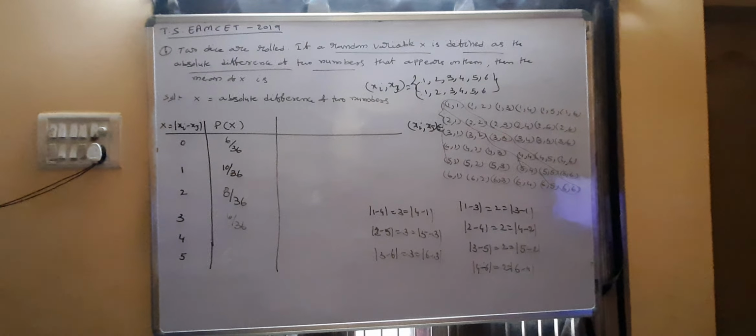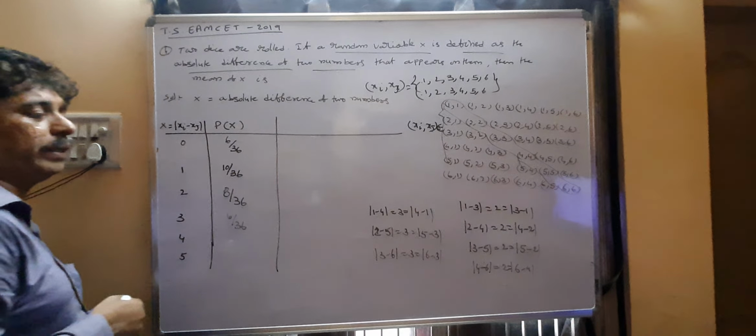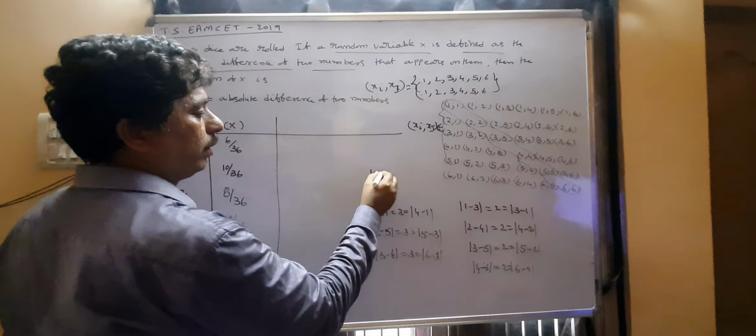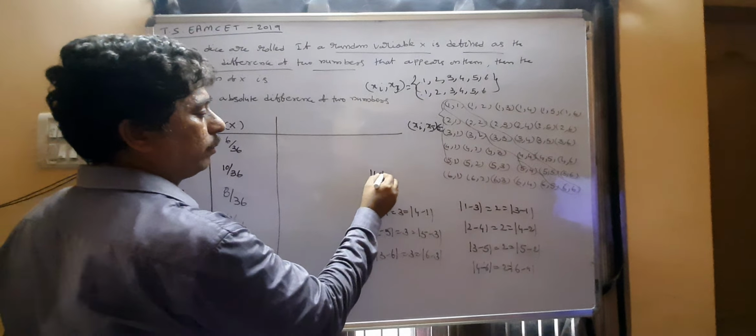Next, coming to difference 4. Difference 4 means modulus of 1 minus 5 equals modulus of 5 minus 1. Modulus of 2 minus 6 equals 4, that equals modulus of 6 minus 2. So you have 1 comma 5, 5 comma 1, 2 comma 6, 6 comma 2. 4 chances, 4 by 36. Now difference 5, that means 1 minus 6, 6 minus 1. So 2 chances, 2 by 36.